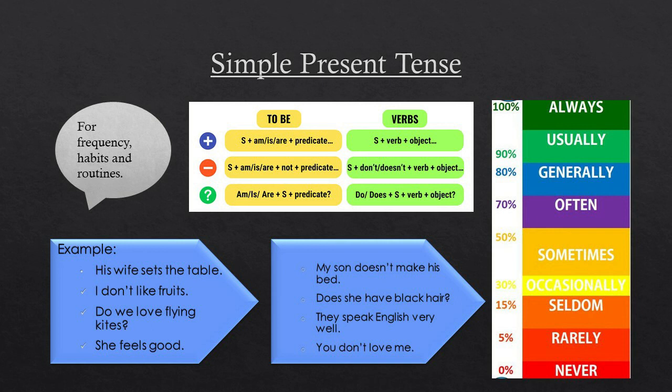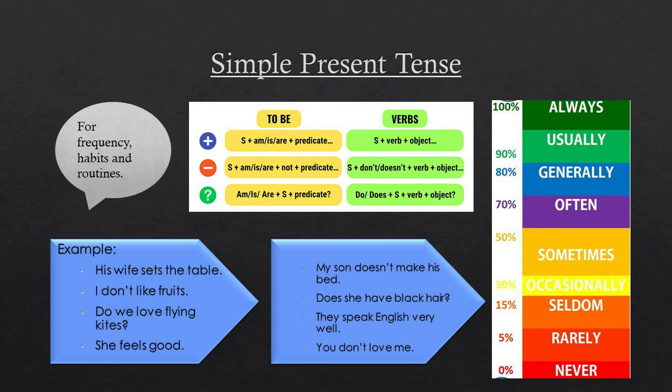Now for questions, we change the auxiliary verb to the beginning, later the subject, later the verb in base form, and the complement, right? For example, in this case, does she have black hair? Also, we have here they speak English very well, and you don't love me, right? In this case, we use don't in the negative because the subject is you, right? Please don't forget it.